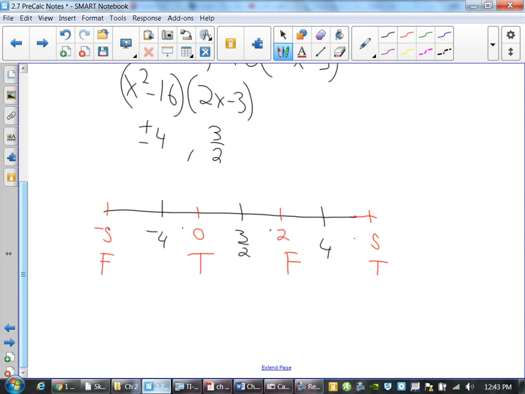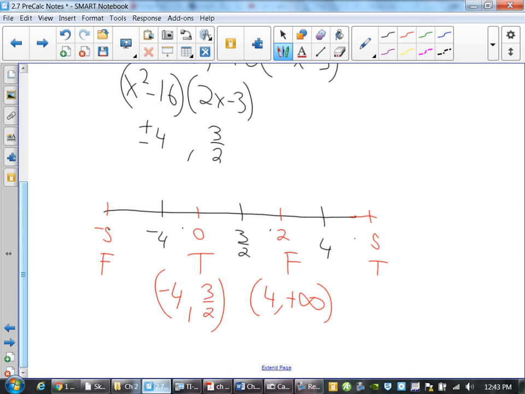So what happens now is that I've got 2 of these sections that work out to be true. So I have 2 intervals of truthfulness. I have truthfulness between -4 and 3/2, and then I have it between 4 and positive infinity. And that would be your solution set.